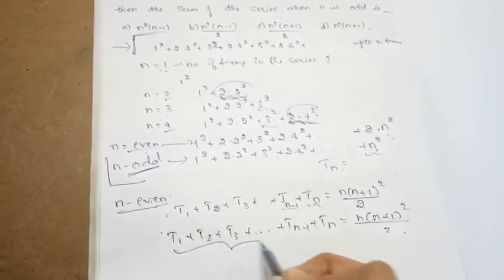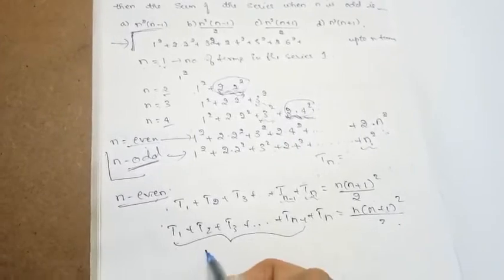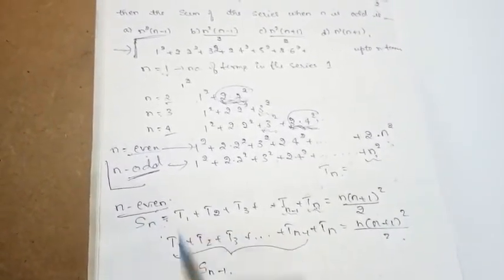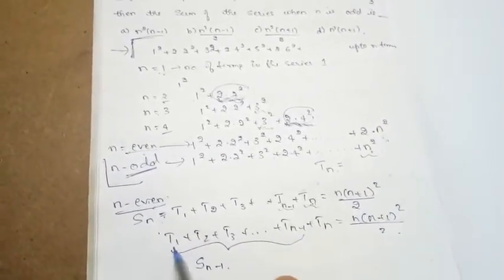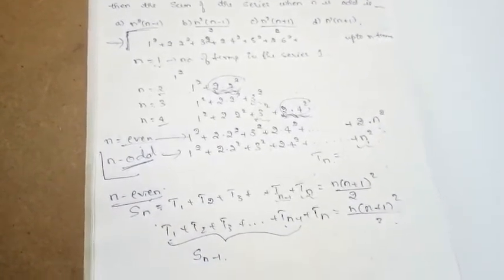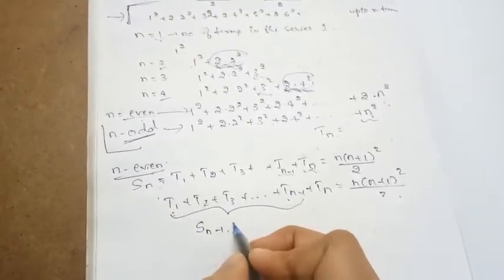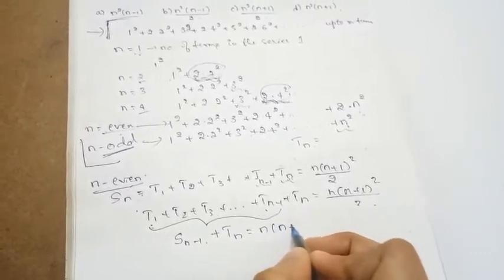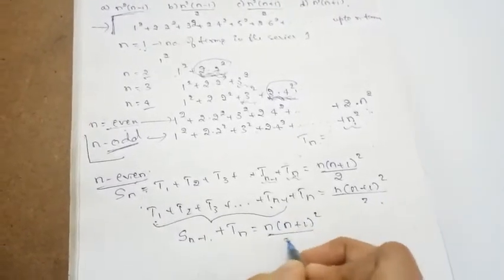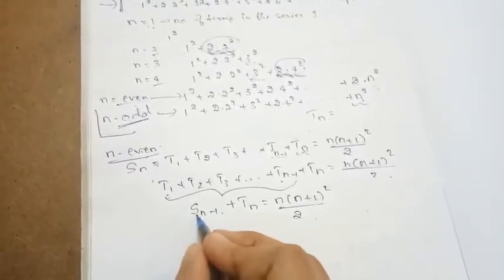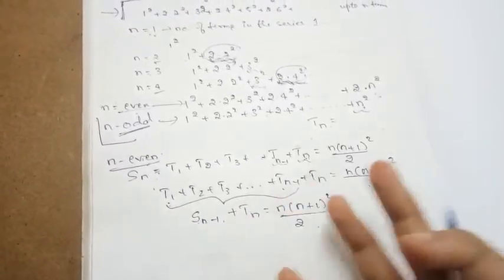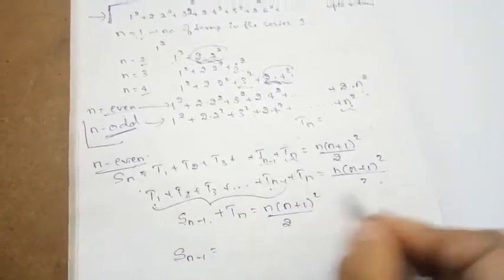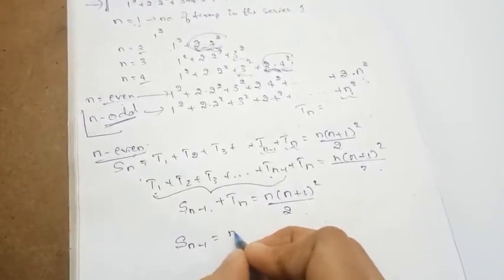Now you can see here, this is nothing but Sn minus 1. This one is nothing but our Sn, where n is even. Here now this one, from T1 to Tn minus 1, that sum is nothing but Sn minus 1, plus Tn is equal to n into (n plus 1) whole square divided by 2. So what we needed? Sn minus 1, that is the sum of the first n odd numbers, that is what we needed.